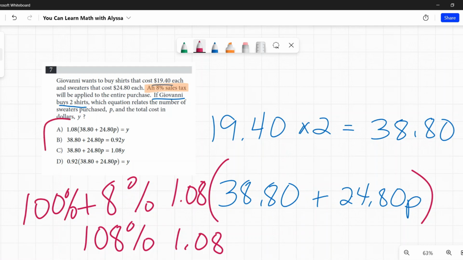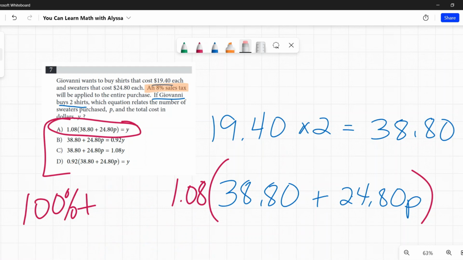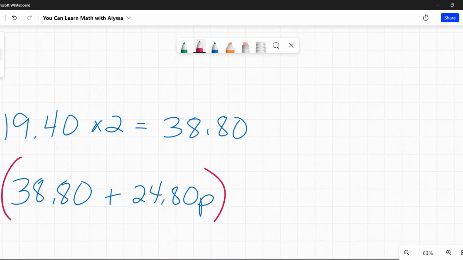And if I look at my answers up here, what I just wrote is option A. Let me erase these over so you can really see what I wrote there. There we go, very clear. So we have option A of 1.08 times 3880 plus 2480p. That is my answer. That is the formula that will tell us how much Giovanni spent.